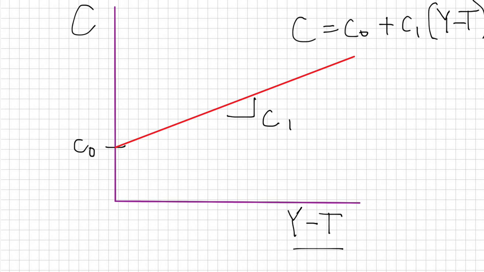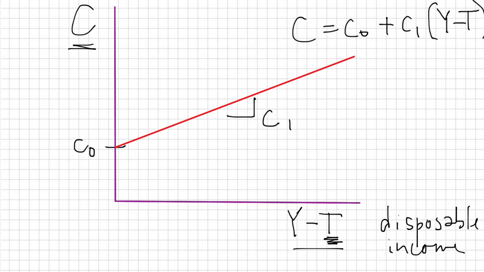Y minus T is known as disposable income. As we've discussed, Y is income, so Y minus T, or taxes, is the rest of the income you have left over for spending on goods. C is just consumption. C0 is something known as subsistence consumption.